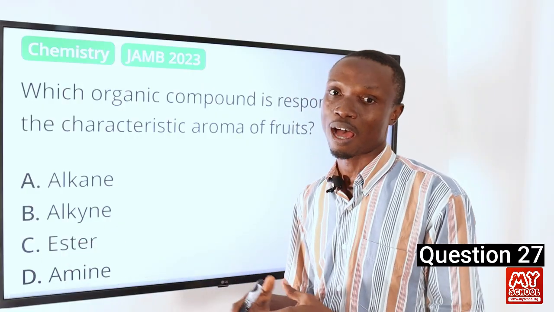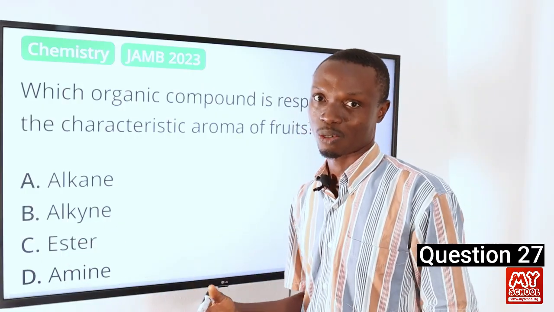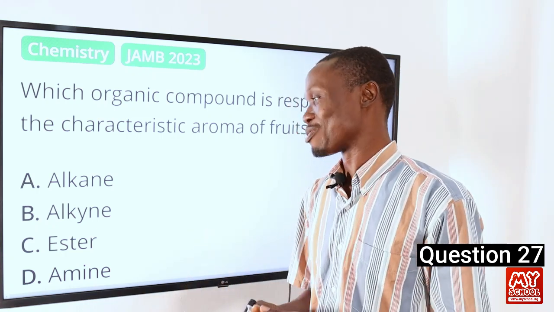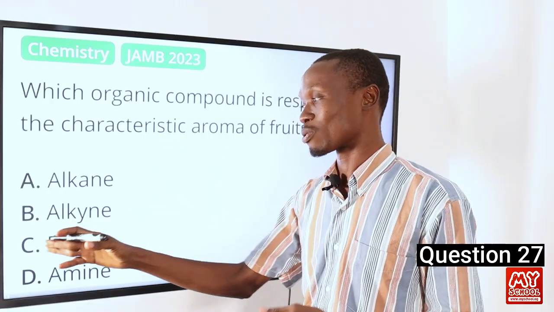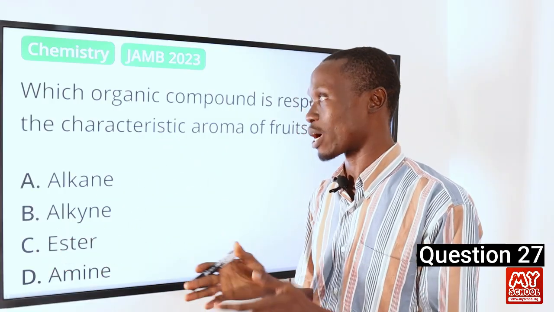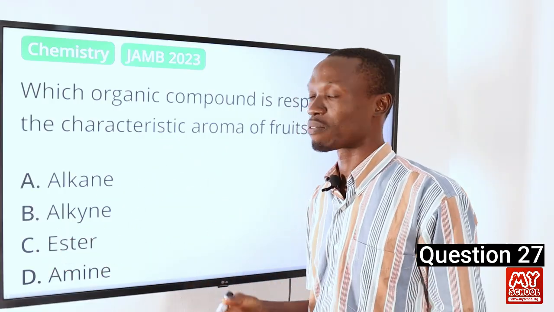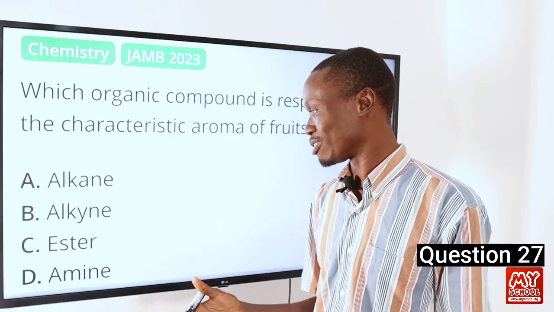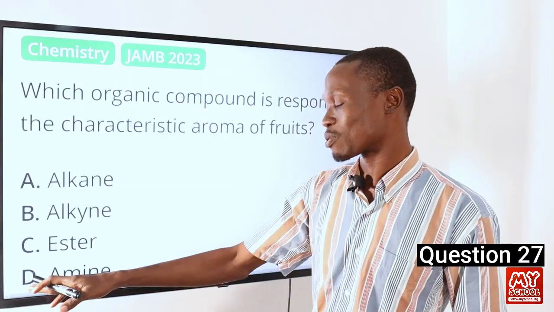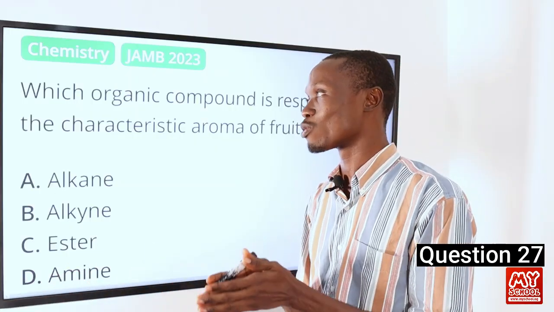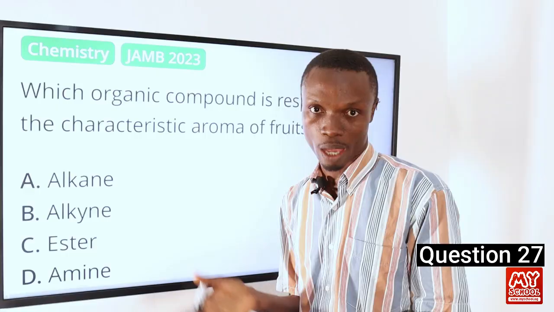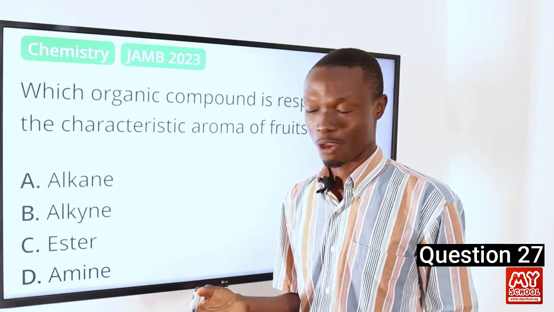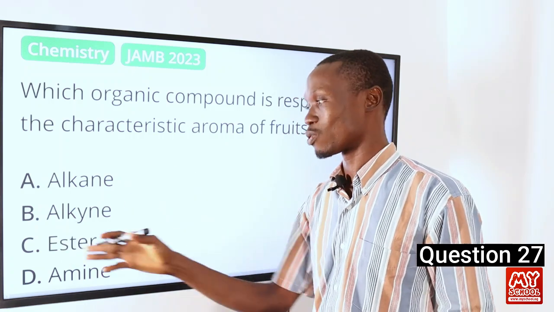Okay, so esters are actually sweet smelling compounds that are found in fruits and some other substances. So the answer to this question is option C, ester. So ester is the organic compound that is responsible for the characteristic aroma of fruits like apple, orange, tangerine, etc. So option D is amine. Amine doesn't have a fruity smell. Amine has the smell of fish. So our answer to this question is option C.